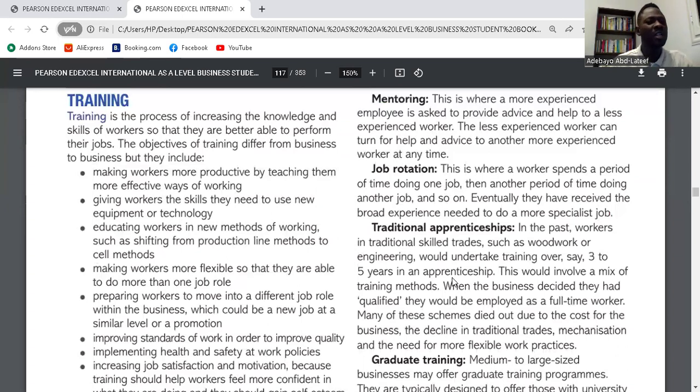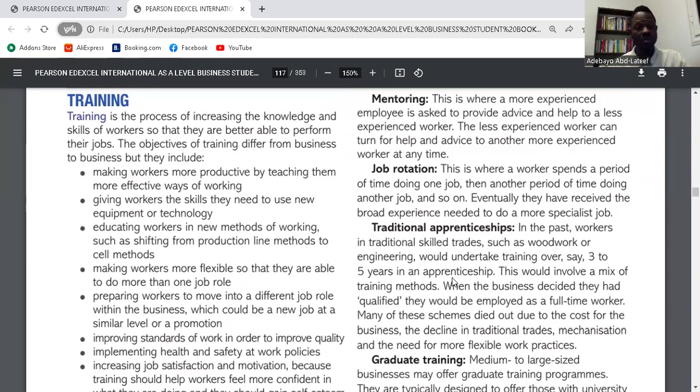Training itself. Training is the process of increasing the knowledge and skills of workers so that they are better able to perform their jobs. The objectives of training differ from business to business, but for training, it means that you want to improve the skills and knowledge of employees. And as a result, they have to go through certain routines to get that done. So this is what training will do.